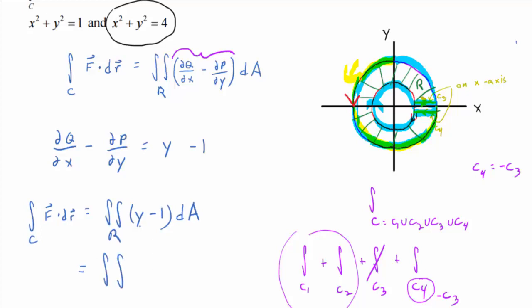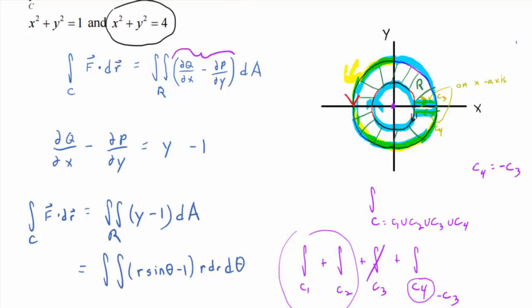And so if we switch y to polar, what do we get? r sine theta minus 1. Then your dA, your area element, r dr d theta.